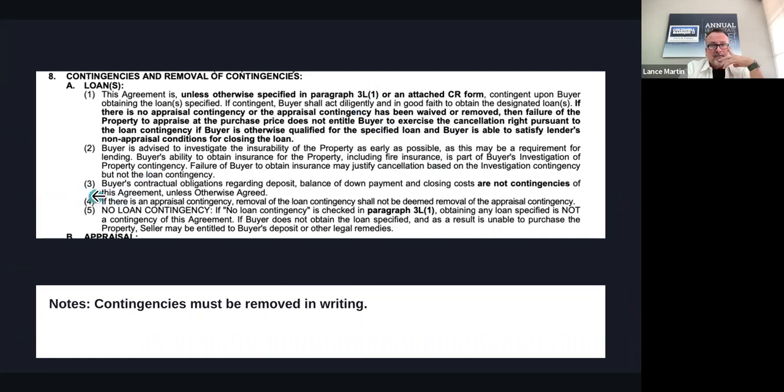I'm going to point out paragraph 3 here. Buyer's contractual obligations regarding the deposit, balance of down payment, and closing costs are not contingencies of the agreement. So what they mean there is, I've got my loan approved, but then somehow, somewhere, the money I was going to use to do the down payment and closing costs, I don't have that anymore. Okay. Well, your loan's approved. At some point, somebody verified that you had $80,000. Now what happened to it? Oh, I went out and I bought a car, or I loaned it to my brother. I don't have it anymore. That is not a contingency of the transaction.